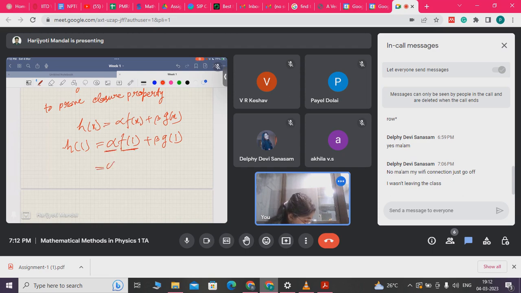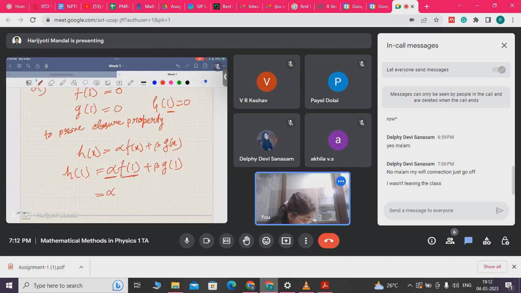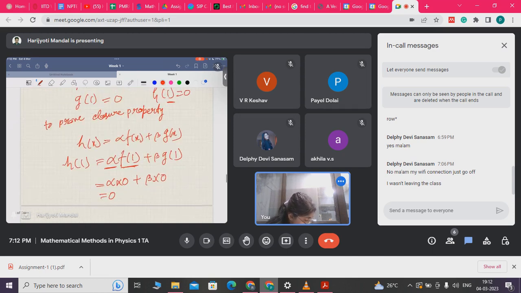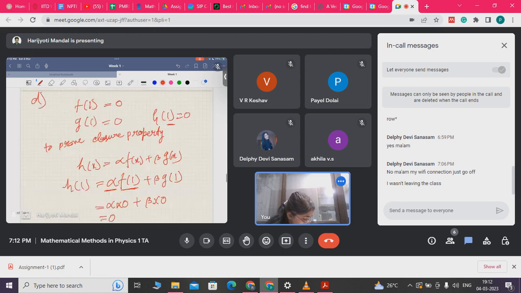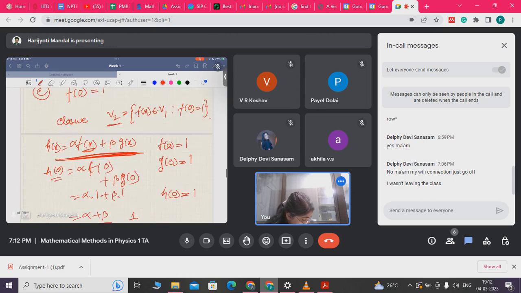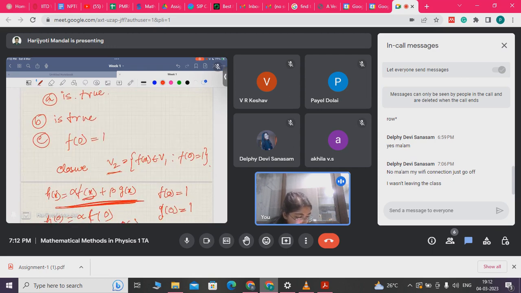I am writing directly x is equal to 1 because alpha doesn't care what is inside f. Okay, so alpha is a constant. At x is equal to 1, the function's value is 0. Similarly, g is also 0. It will give you 0. So h(1) is giving you 0. So it is satisfying the closure property.